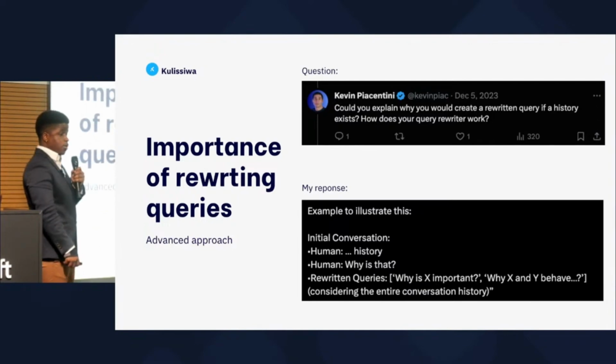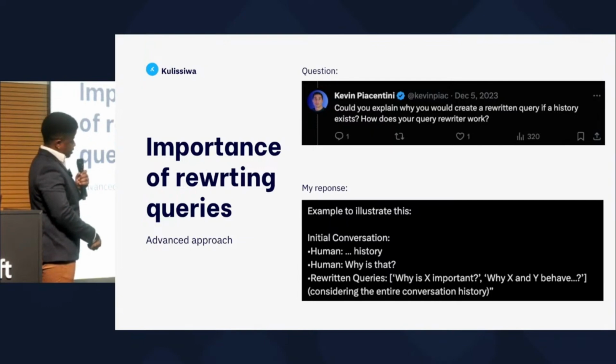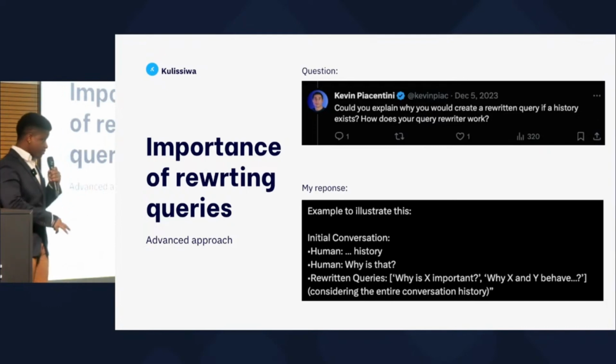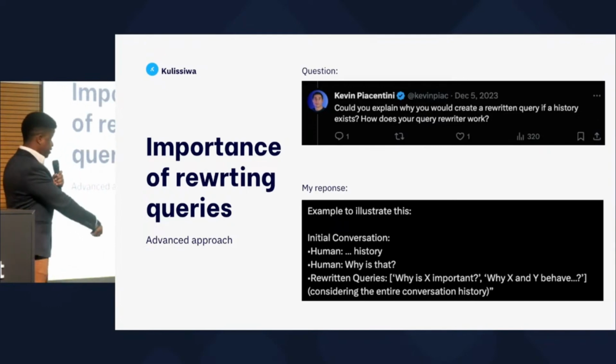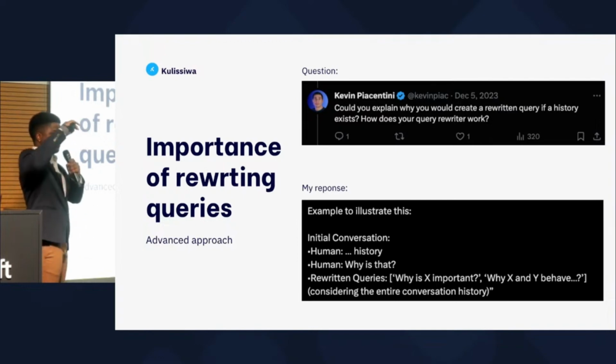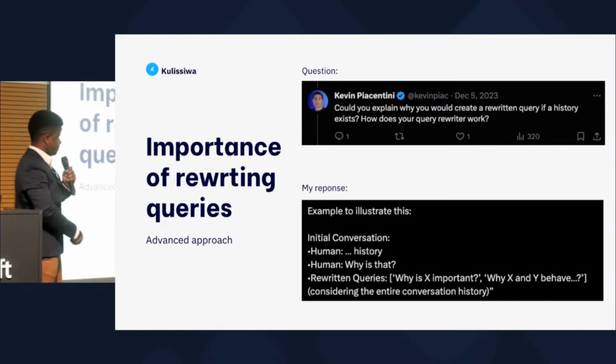The LLM does not know this. So if you pass on the history and the query, the LLM can now rewrite and say, why is X important, or why X and B behave in a certain way, for example. And this is gonna give you way better performance than just taking this query, why is that, and passing it on to your vector search. Like this will not work. Why is that what? So you will get another context that is not even relevant to what the user is asking.